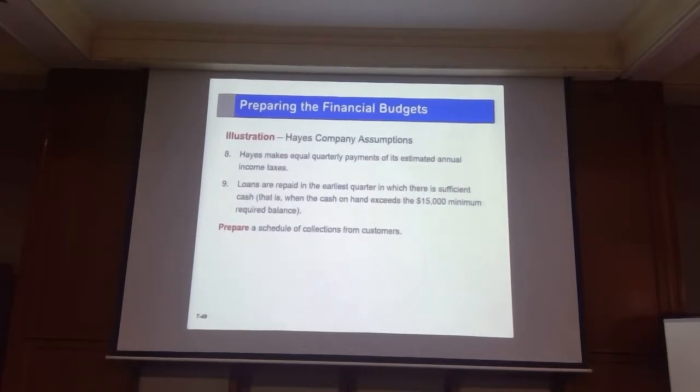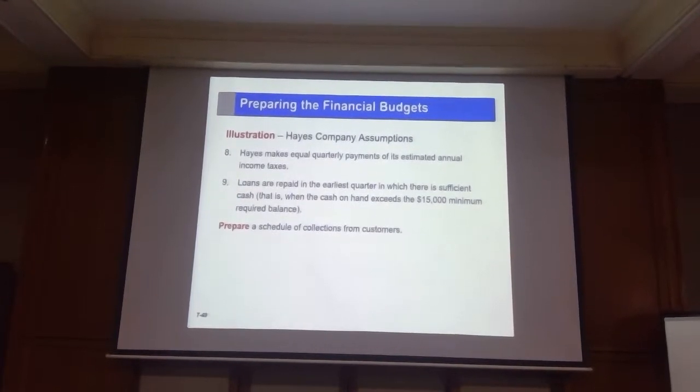Number 8 tells you about the estimated annual income tax; the company plans to make the payment equally for each quarter, okay? If we go back to our income statement, right, we estimate that we're going to pay income tax of 12,000, and this 12,000 the company plans to pay equally for each quarter, okay?